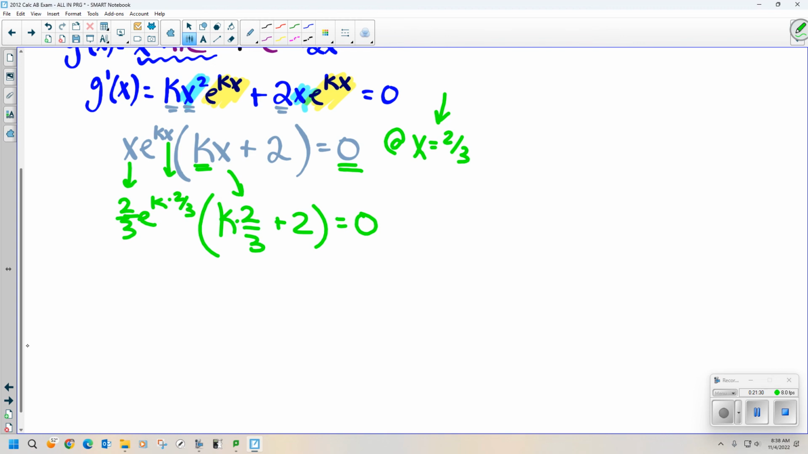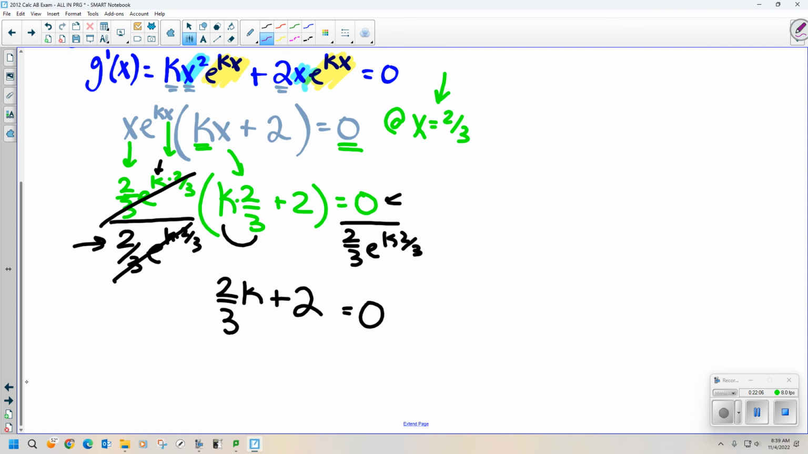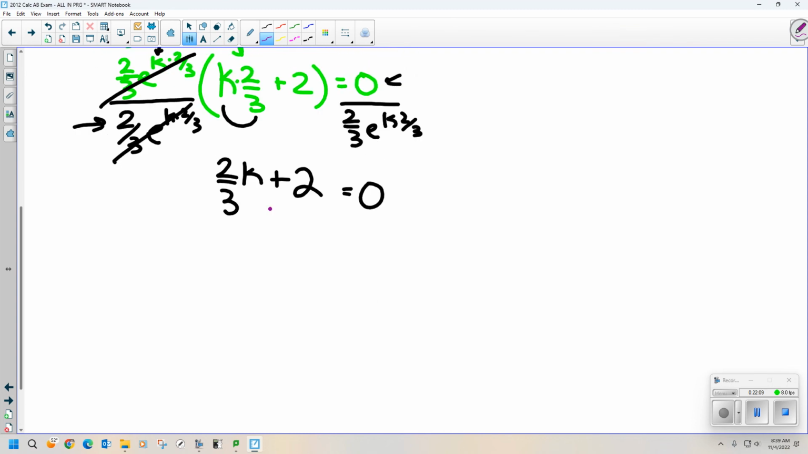Now we're just going to solve this. And the first thing I'm going to do is divide both sides by 2/3 e to the k times 2/3. And how can I do that? There's no variable here anymore. Remember, k is a constant. So 2/3 e to the k 2/3. All right? This goes bye-bye. Anything with a 0 on top is 0. Now this is really easy. This is 2/3 k plus 2. Now we have done all that work and it has paid off. So let's just subtract 2 from both sides.